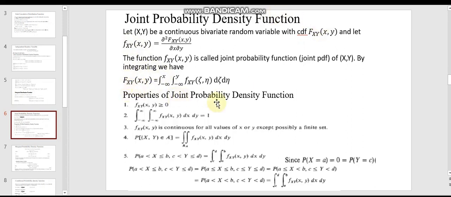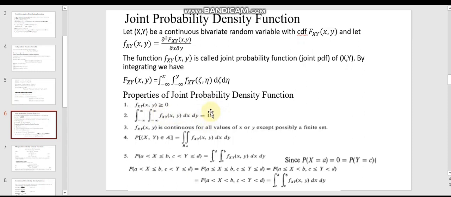The following are the properties of the joint PDF. First, the joint PDF of two random variables x and y must be greater than or equal to 0. Also, integrating this joint PDF from minus infinity to infinity along the x direction, and similarly for the variable y from minus infinity to infinity, gives us the result equal to 1.